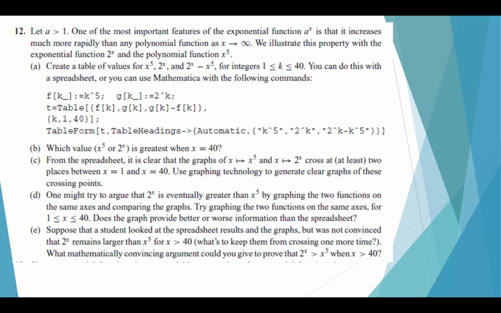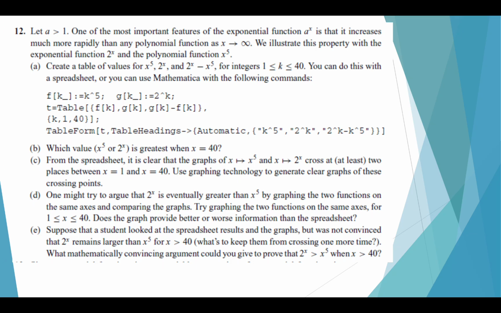What's next? Let alpha be greater than 1. One of the most important features of the exponential function alpha to the x is that it increases much more rapidly than any polynomial function as x approaches infinity. We illustrate this property with the exponential function 2 to the power of x and the polynomial function x to the power of 5.